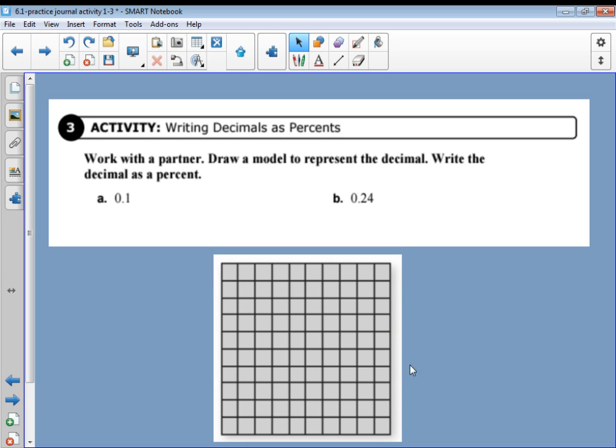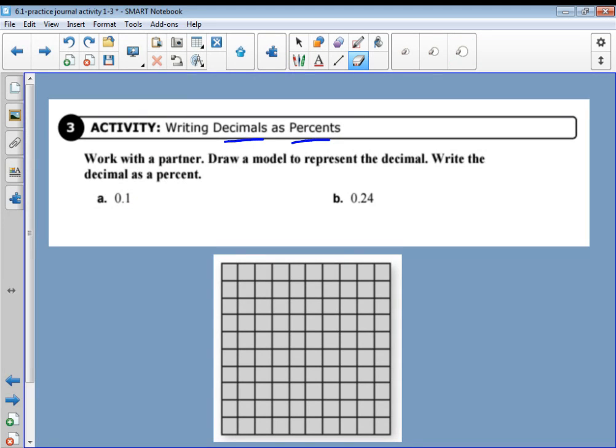All right, so this is 6.1, activity 3, and we are writing decimals into percent. So something right away that I can know is that percents are out of 100. And when I look at my decimal, I have my ones place, or this is my tenths place, and then this second place is my hundredths. So my goal would be to make sure that I have my tenths and my hundredths, so then I can automatically know what my percent will be just by looking at it.